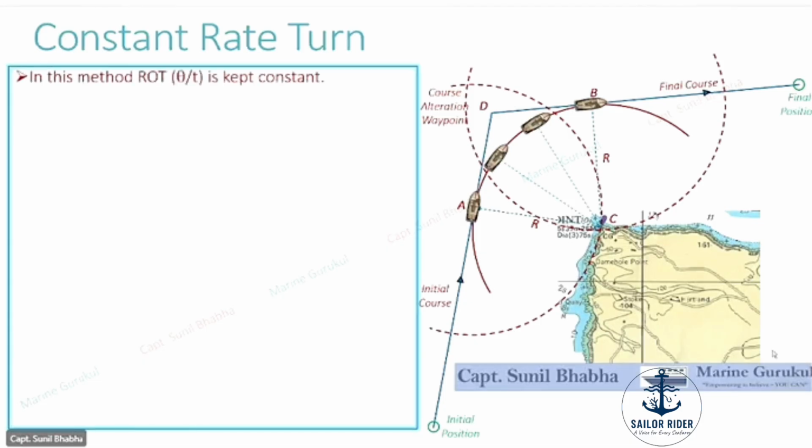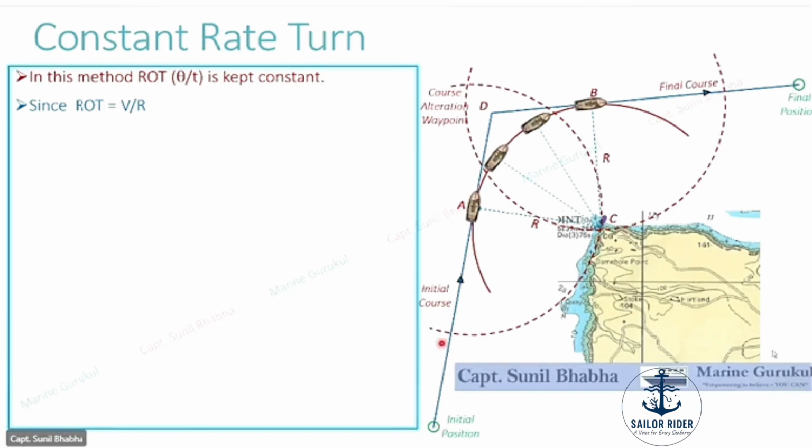This is where the rate of turn indicator can be utilized. When we planned the turn, we know the speed with which the ship is moving while executing the turn. We also know the radius which has been planned. So speed and radius both are known to us. The rate of turn formula is ROT equal to V by R. By putting in the values of speed and radius, we can obtain the rate of turn to be maintained by the ship.